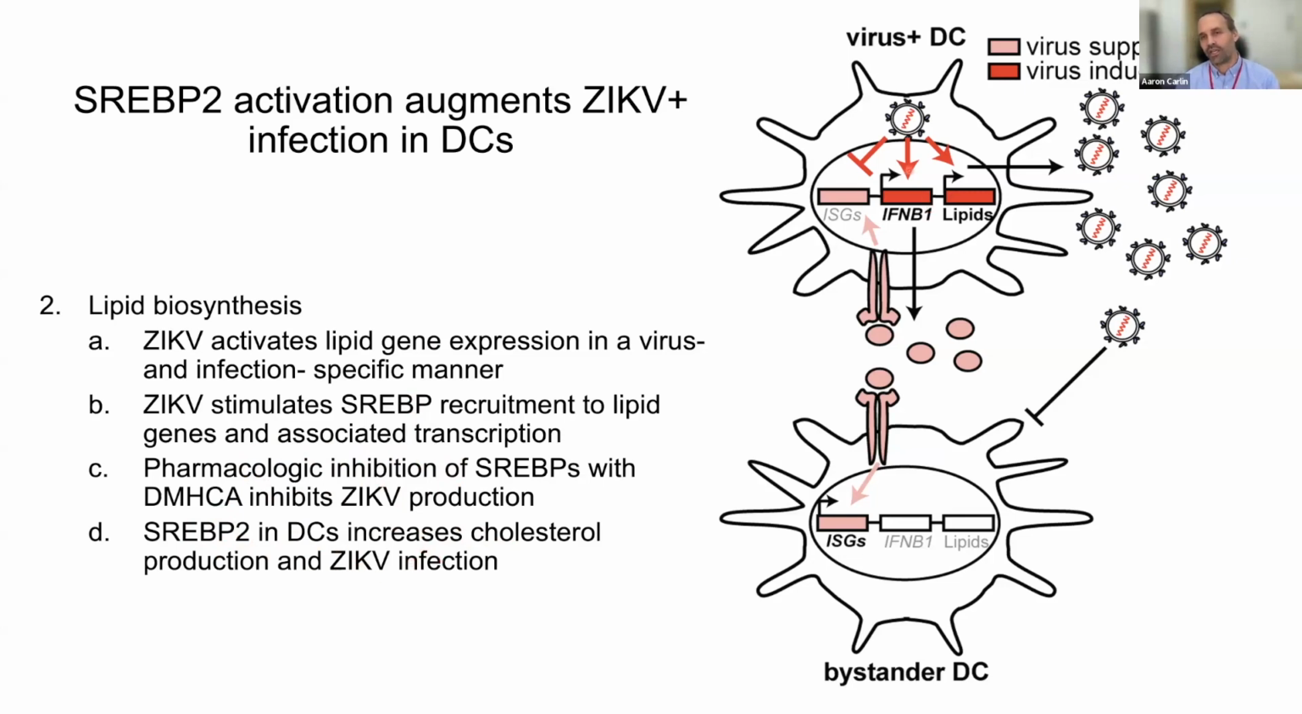So again, interferon beta is made but delayed, and that allows virus to replicate. And the production of lipids allows the production of lots and lots of new virions to spread infection.